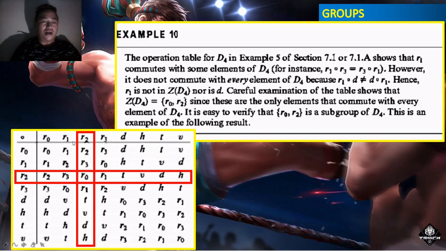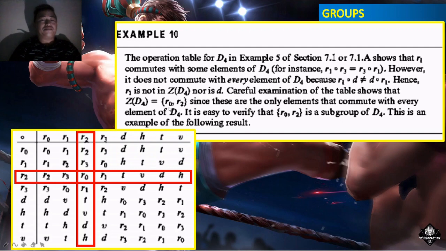Okay, because look at R1 and D. R1 compose D is H, but D compose R1 is V. So they are not equal. So R1 does not belong to the center Z of D4. Hence, R1 is not in Z of D4, nor is D. Careful examination of the table shows that the center Z of D4 is only R0 and R2.